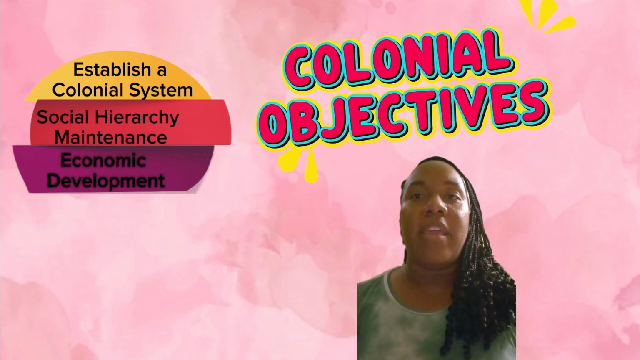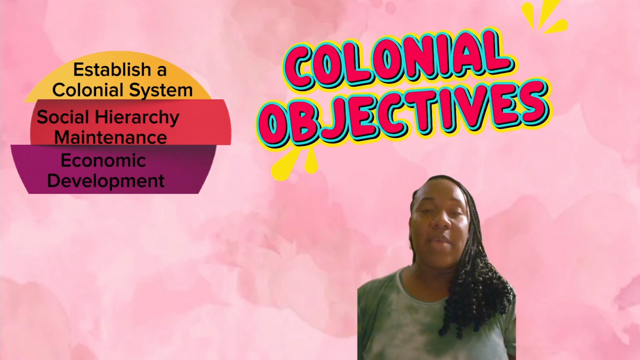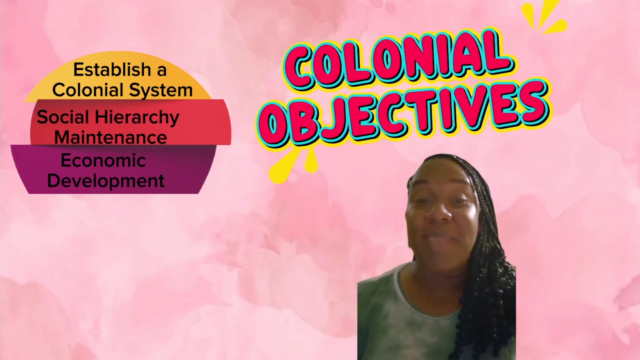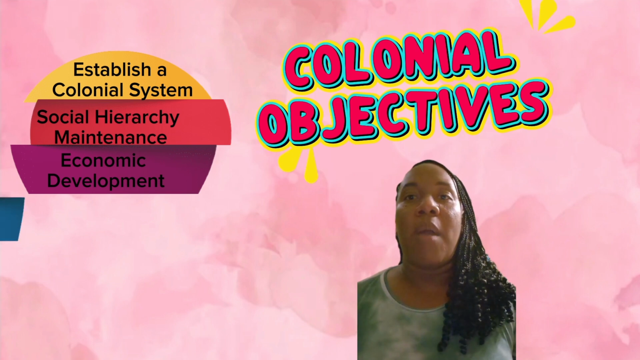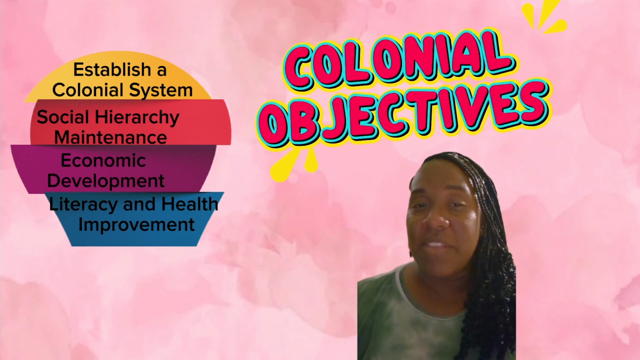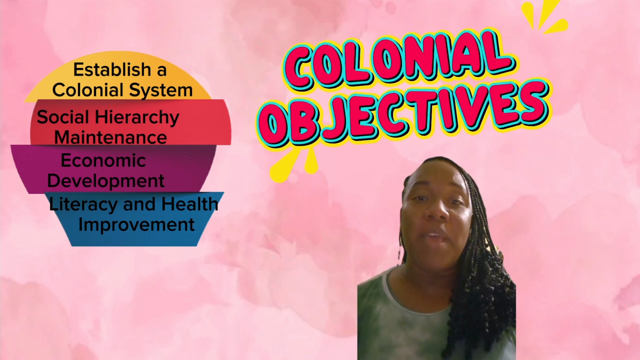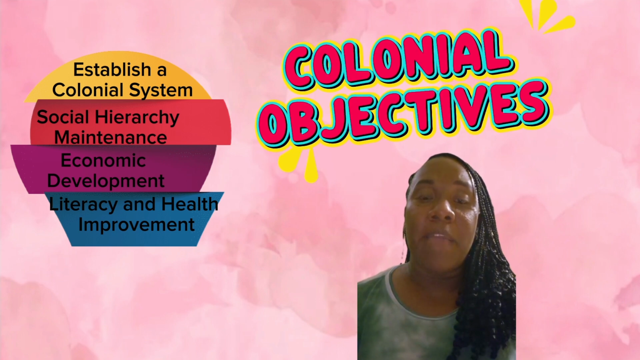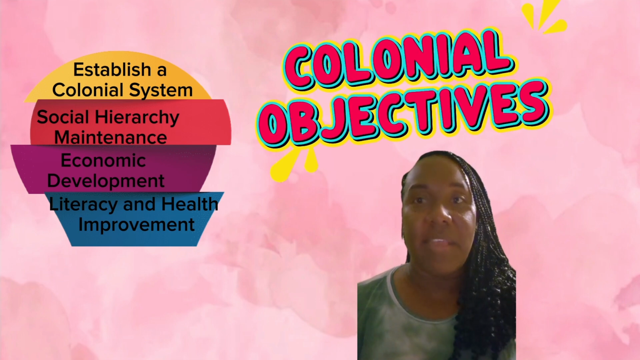Thirdly, economic development. The main goal of the British colonial system was to develop the British economy and to exploit Belize as much as they could in order to achieve this goal. And also literacy and health improvement. If they improved the literacy in Belize, they believed the health conditions would also improve, because a lot of the population were illiterate. And by educating them, their objective was to improve the health system.